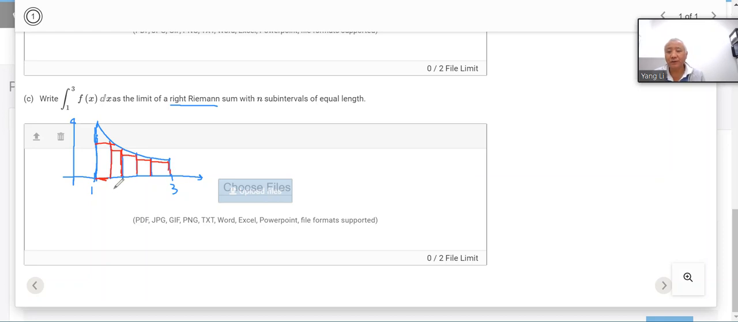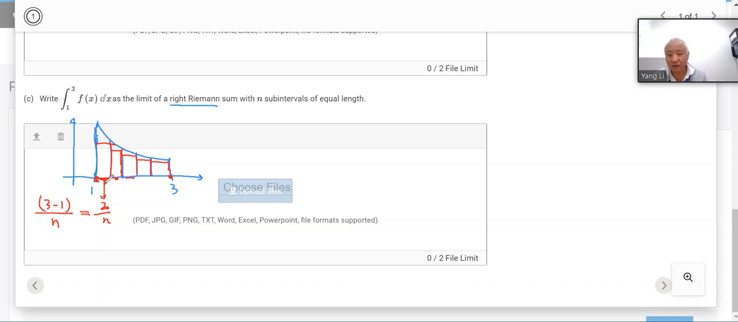So what we're going to do is this. The total from here to here is 3 minus 1, that's 2 units. But I'm going to cut into n intervals, so each base will be 2 over n. No problem, right? This one is 2 over n, this one also 2 over n, like this.